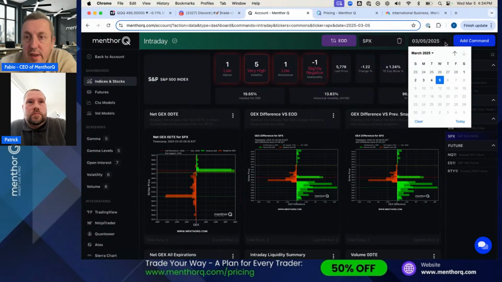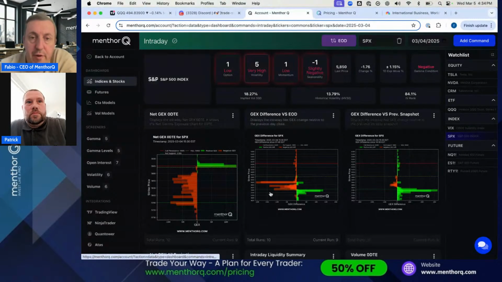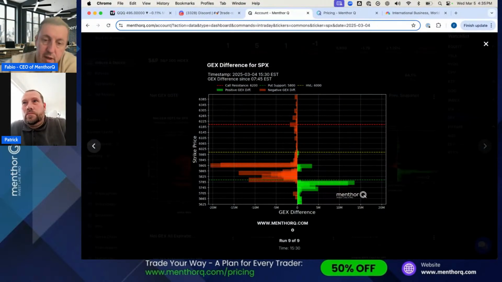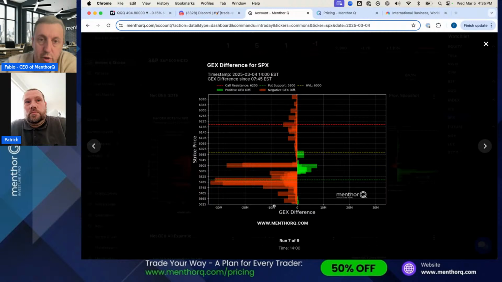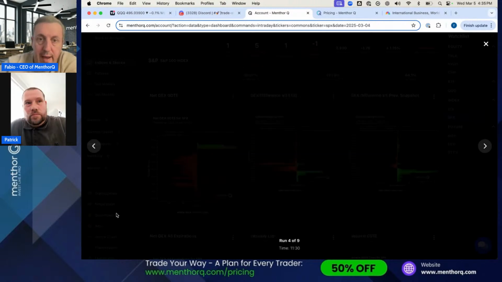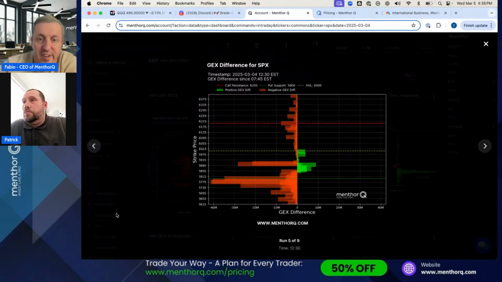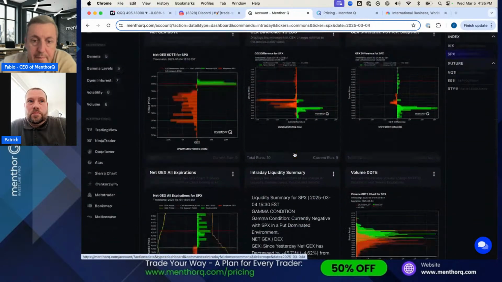If we go back to yesterday, what we can also do is play back the day. So we can, for example, click on our chart here, and as you can see, we have nine updates. So this is the 3:30. We can go back to 2:30 just using the arrows on your keyboard, or by clicking the arrows right here, and then you can go all the way back to the opening. So you can see how GEX evolves throughout the day. You can also compare that on your chart and see things that are maybe taking effect.